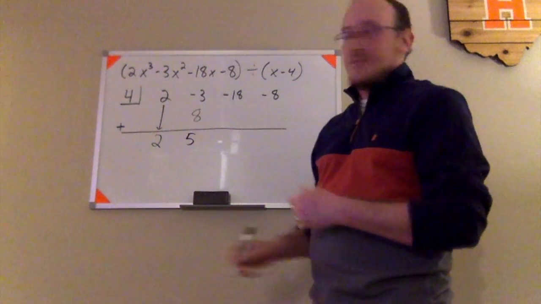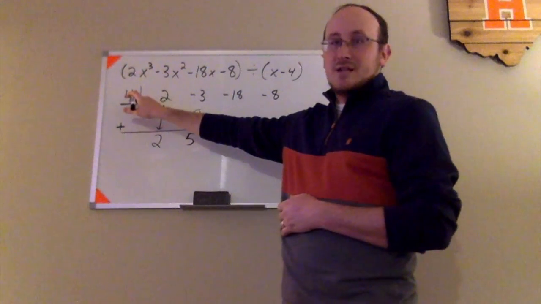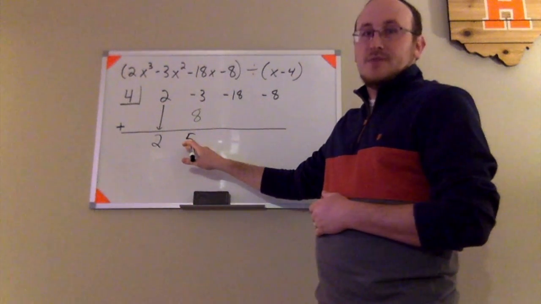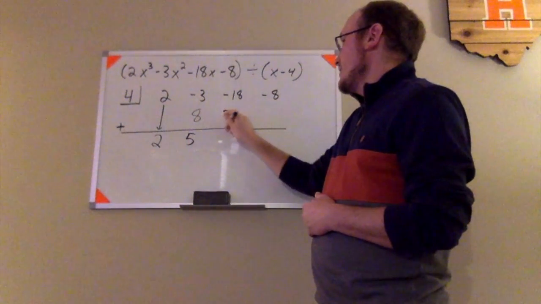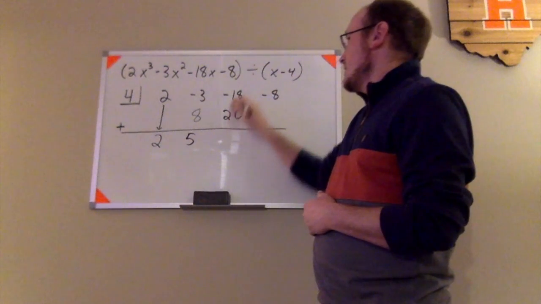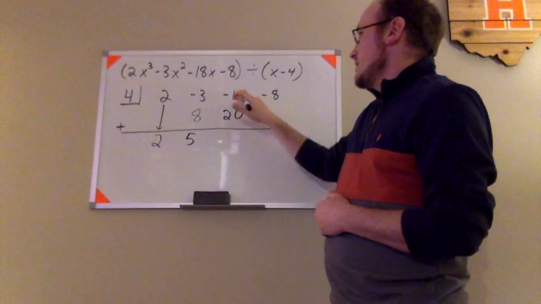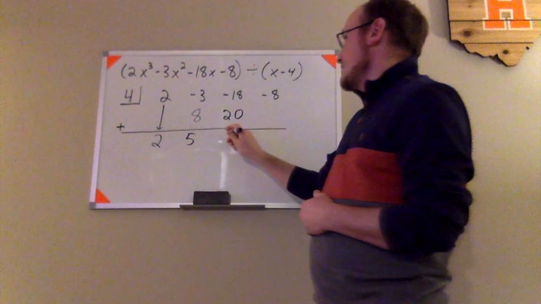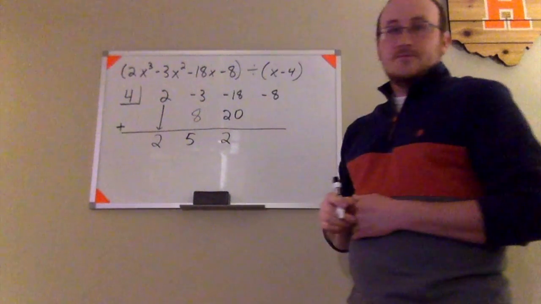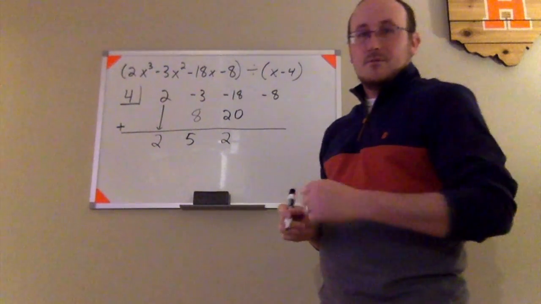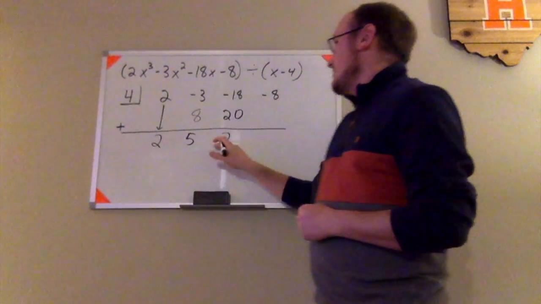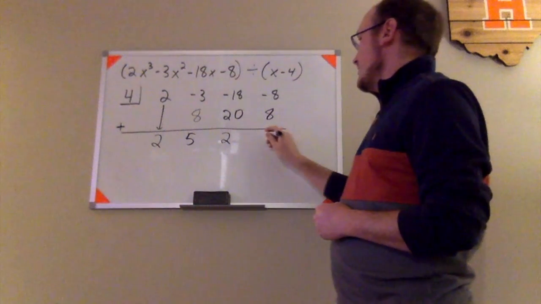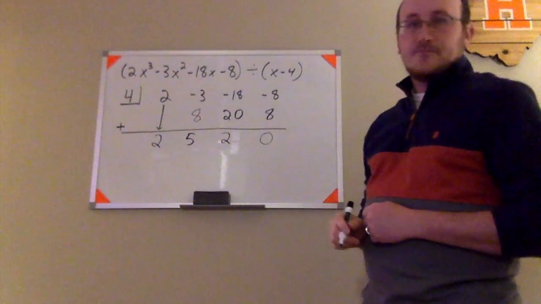Now I'm going to do the same thing now. I'm going to take the 4 that's in the box. I'm going to multiply it by this number down below the line. 4 times 5 is 20. Write that under the next number. And then add the column. Negative 18 plus 20 is 2. And then one more time. 4 times 2 is 8. Add the column, and we get 0.